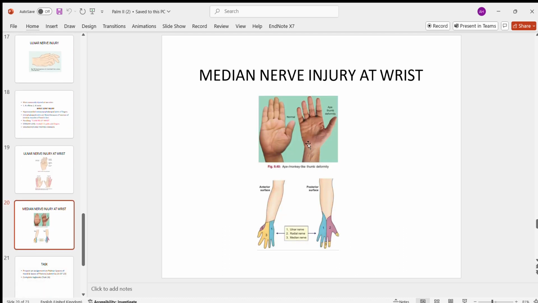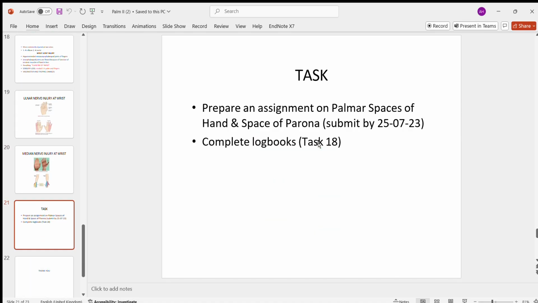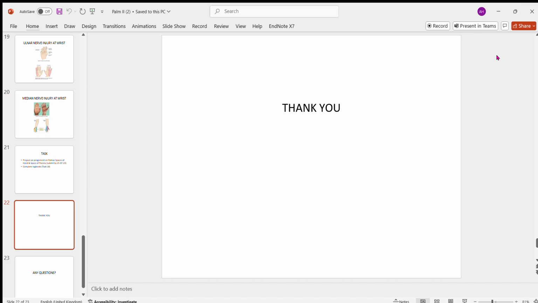Median nerve injury leads to flattening of the thenar eminence because the median nerve is supplying mainly the thenar muscles. So it causes flattening of the thenar eminence, and this is called the ape thumb deformity. That's all for today. Thank you.